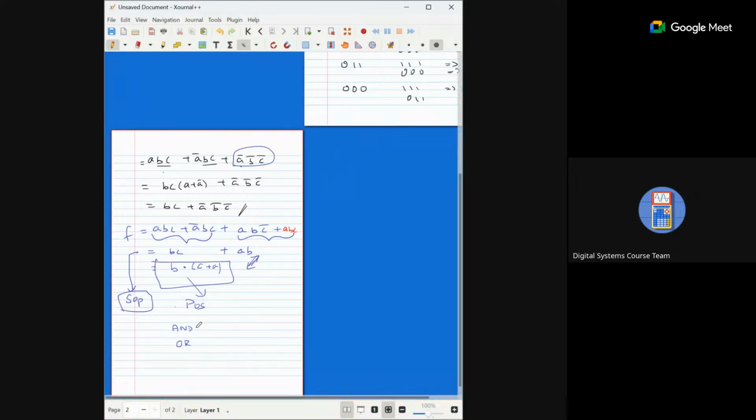Maybe I can represent it like this. This refers to two input AND gate, two input OR gate. Just for our notation purpose, please consider this way. If I put two here, it means a two input AND gate, but it's not a universal notation.